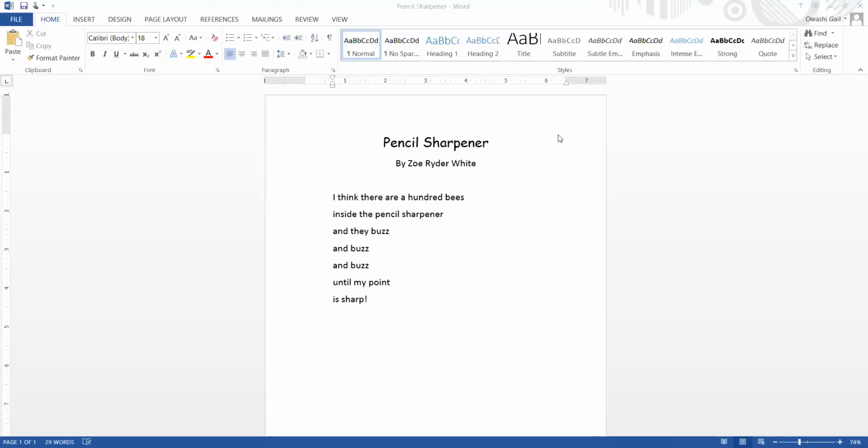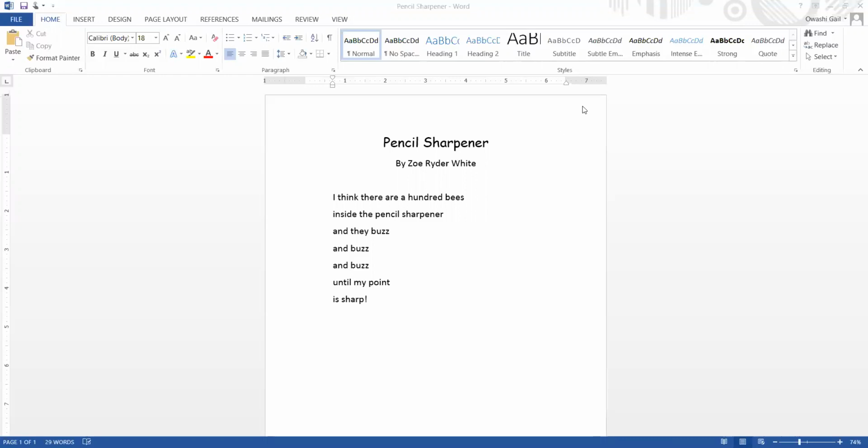I think there are 100 bees inside the pencil sharpener, and they buzz and buzz and buzz until my point is sharp. Notice how she picked a common object, a pencil sharpener.